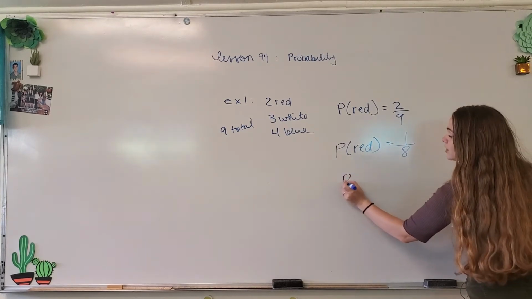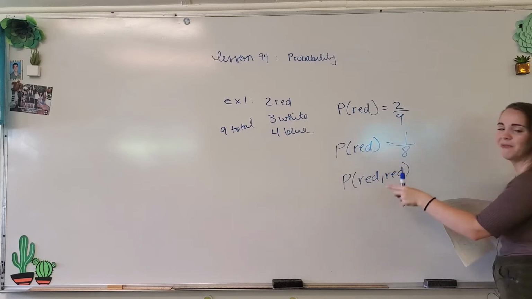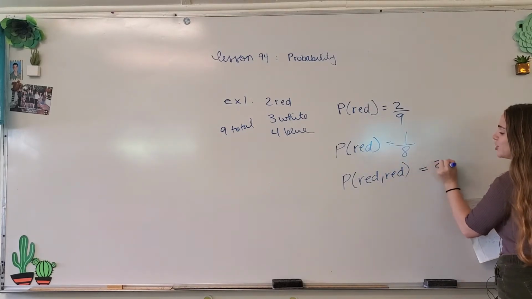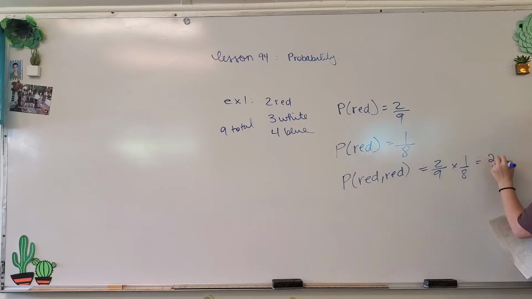And this is how you'll see it written. The probability of red equals, and you multiply the 2. And you end up with 2/72, and then it reduces to 1/36.